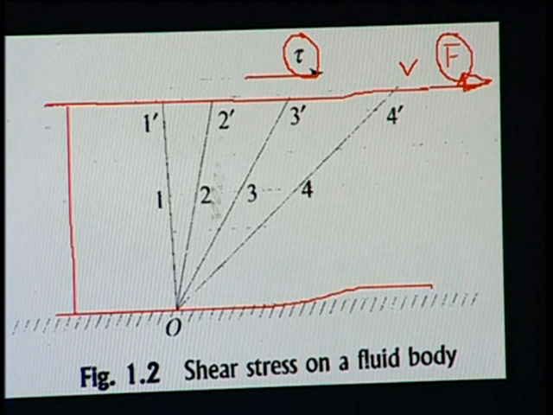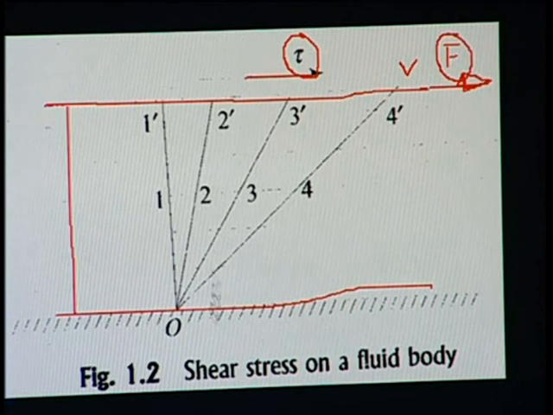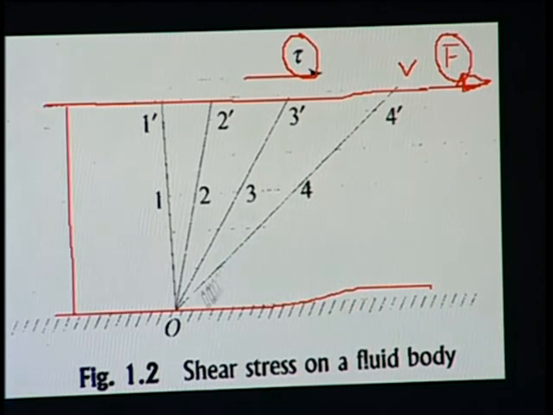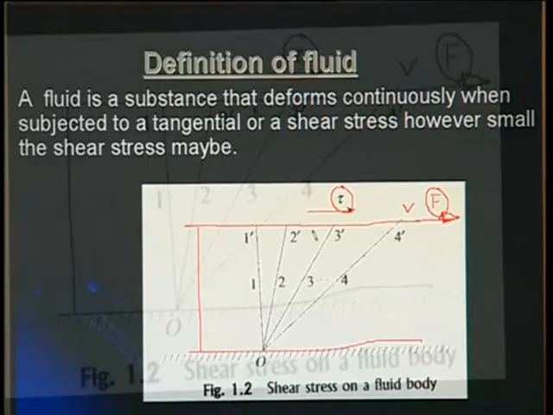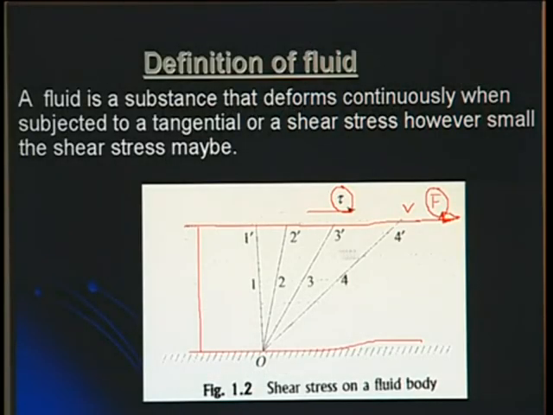At different times it takes these positions O 2, 2 dash, O 3, 3 dash, O 4, 4 dash, and similarly it will keep deforming. In this manner, we can say that under the application of shear stress, the fluid starts flowing in the direction of the shear stress, however small the shear stress is. So, fluid can't resist shear stress.